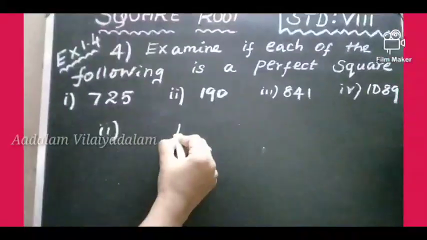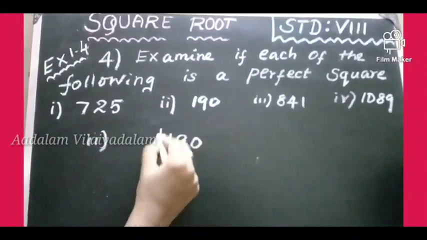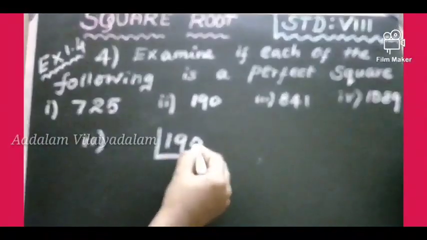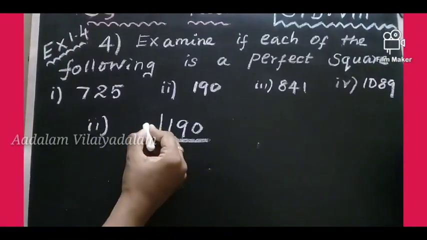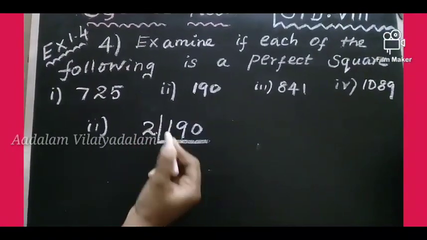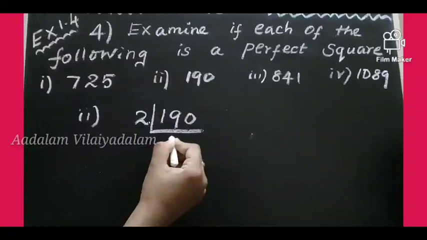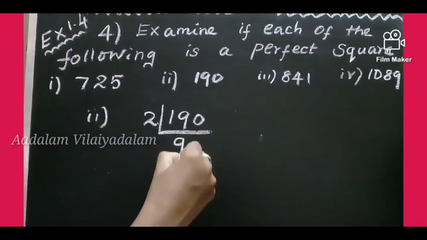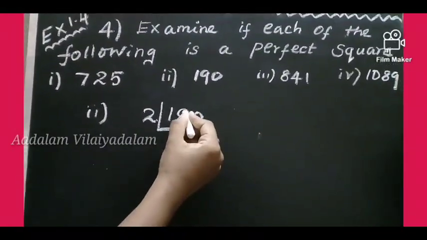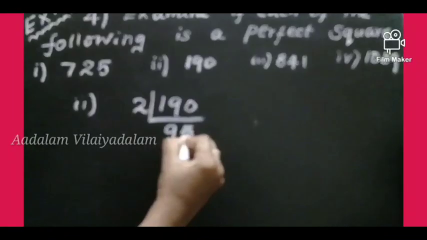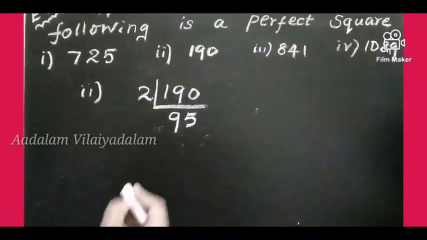The second question, 190. The last digit is 0, so it is divisible by 2 and 5 also. Here we write 2. So in the 2 table, 9 twos are 18. The balance is 1. So 2 fives are 10. So 95 twos are 190.